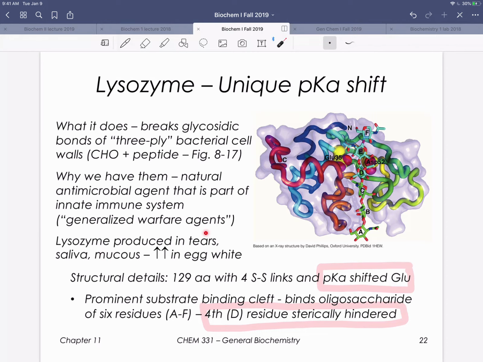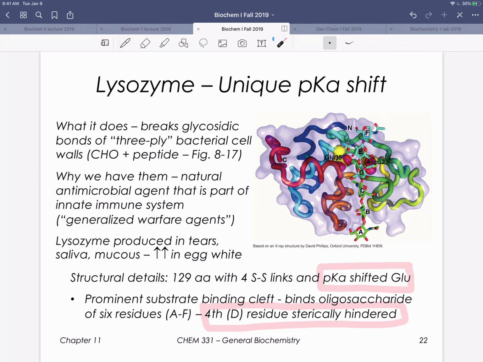So lots of lysozyme is produced in your tears, saliva, mucus. There's tons of it in egg white. So again, this is an interesting thing. A lot of these proteins that are well studied came from sources that were very easily isolatable. So obviously egg white is very easy to obtain, and a lot of the protein that's in egg white is actually lysozyme, so very rich in lysozyme.